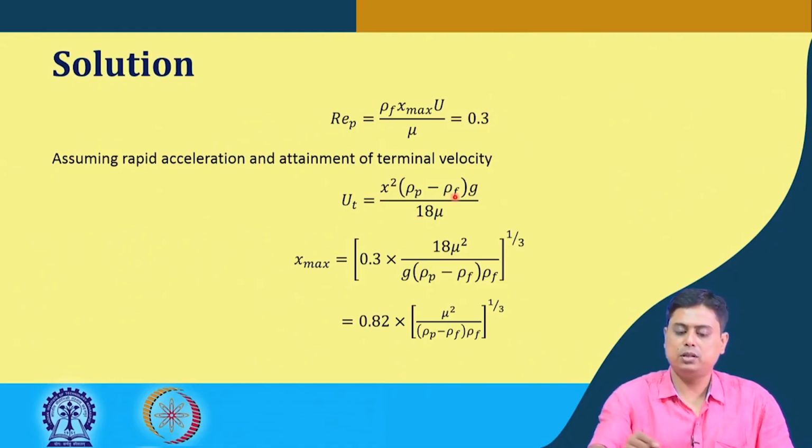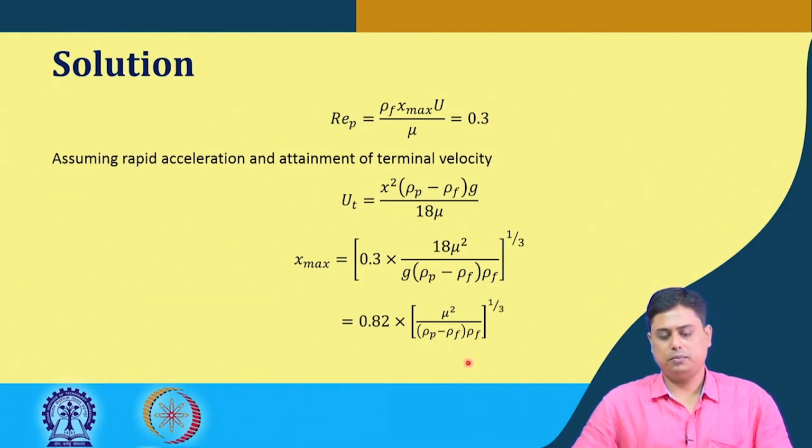From these two expressions we can find out the value of X max, because if we replace this u by ut, we basically have an expression of X max in terms of this quantity. If you simplify this, you will get the X max value in terms of this one.